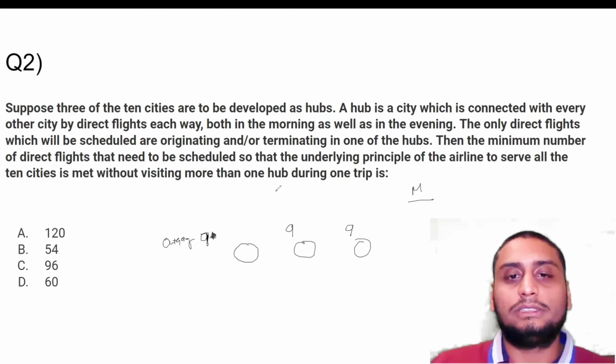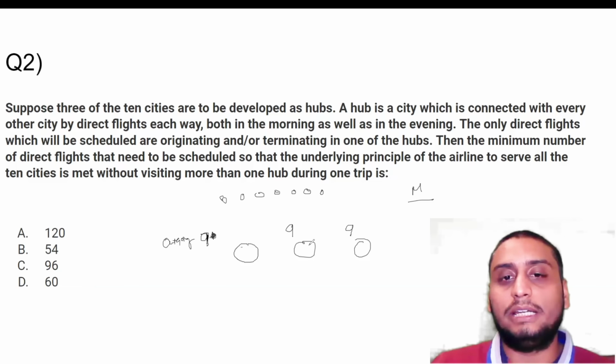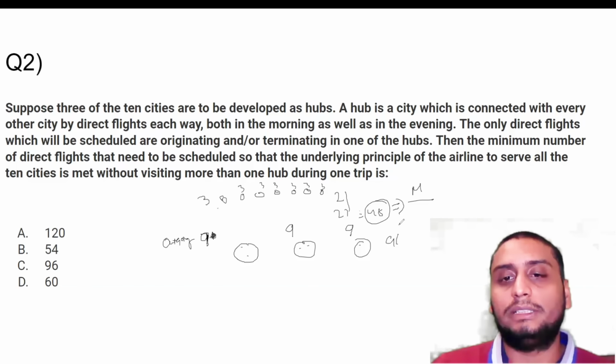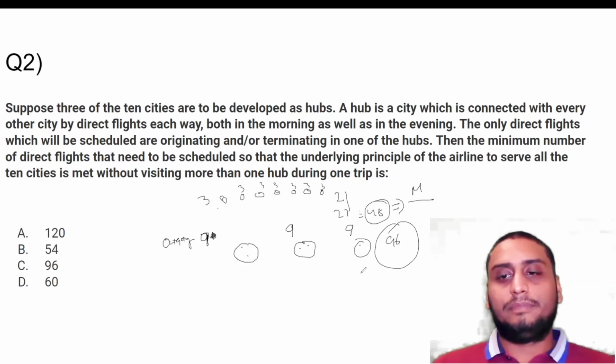And for the rest of the places, the number of flights is only 3, because they are only dealing with these 3 hubs. These are the outgoing flights in the morning: one to A, one to B, one to C. So let's just total it. This is 21, 3 into 7, and this is 27. So this is 48. So the total number of flights in the morning would be 48, and the total number of flights overall would be 96. Correct? I hope this was clear.